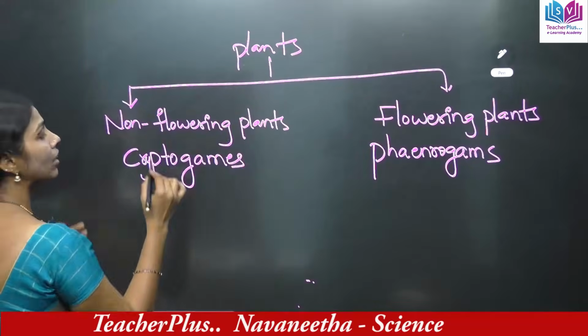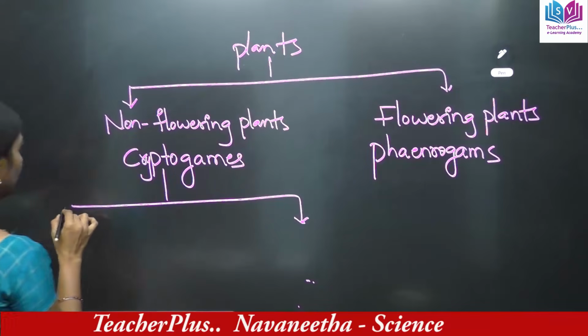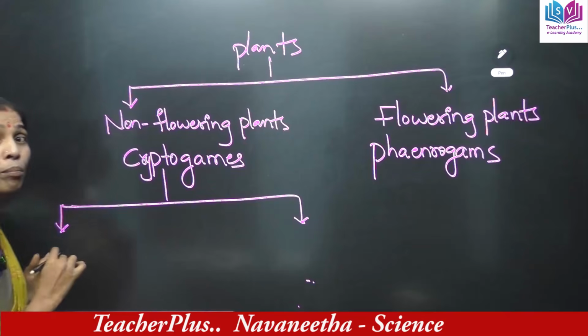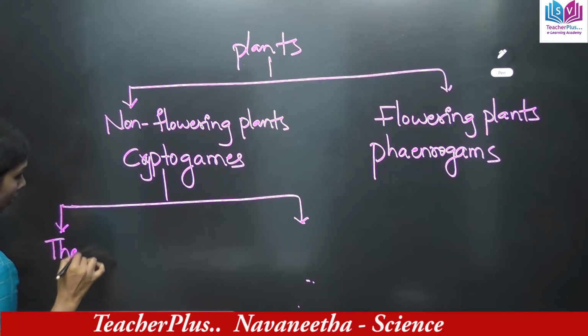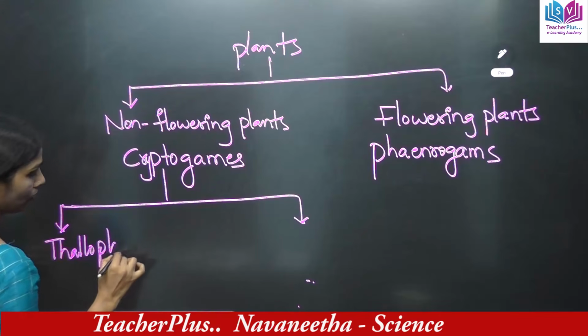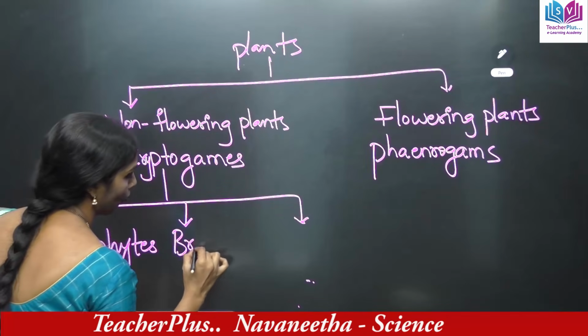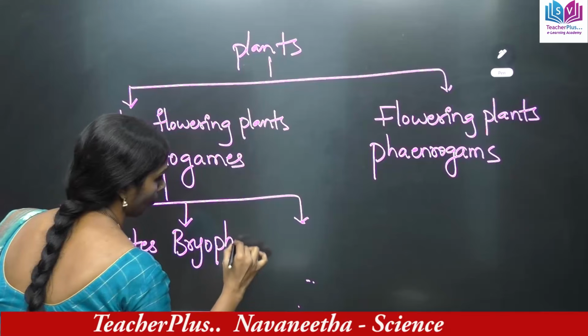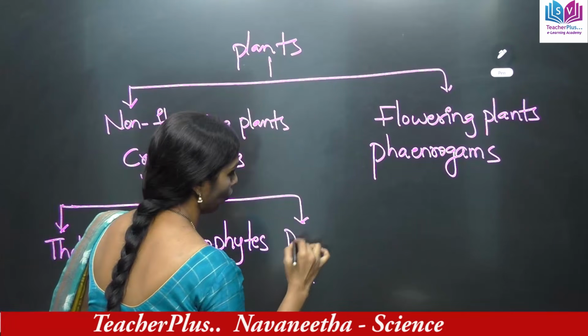Again, non-flowering plants can be divided into three types based on their body structure. The very first one is thallophytes, and the second one is bryophytes, and the last one is pteridophytes.